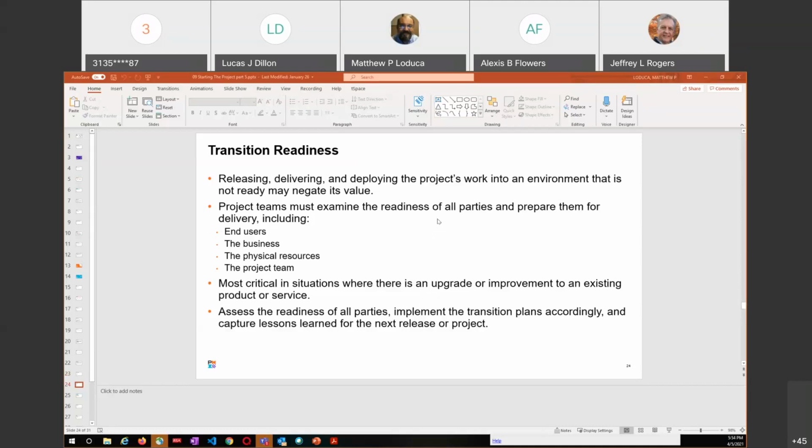You delivered something and it's not useful to you, essentially. Project teams must examine the readiness of all parties and prepare them for delivery, including end users, the business, physical resources, and the project team. So when you're ready to go, you have to have the end users ready to go. They have to be up to speed on how it's going to operate, what they have to do with it, how they will use it, how they're going to report, who they reach out to.